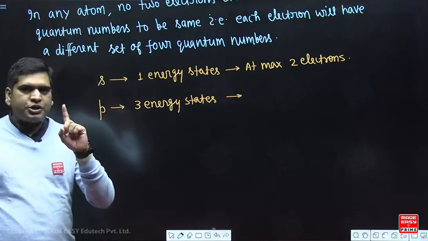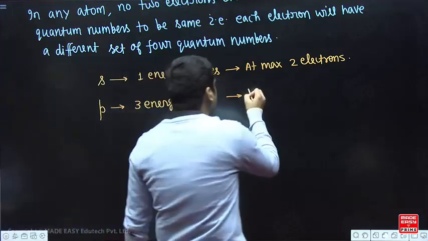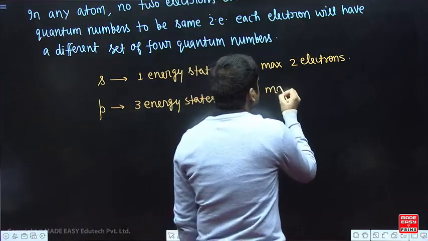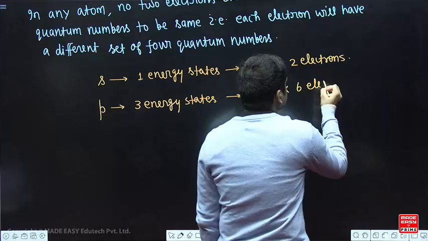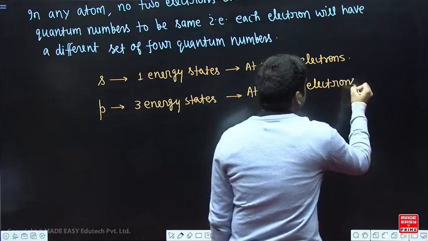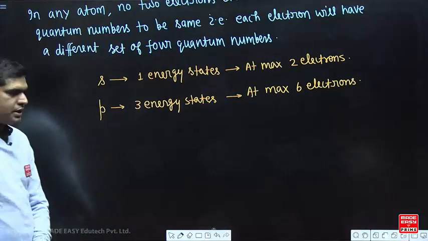So at one energy state, 2 electrons. So at 3, how many? At max 6 electrons. So the P subcell cannot accommodate more than 6 electrons.